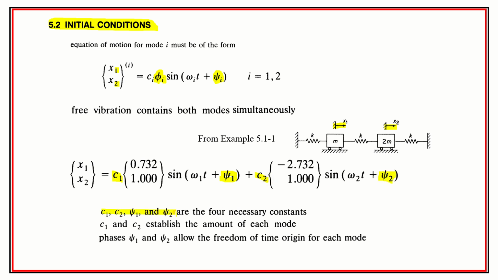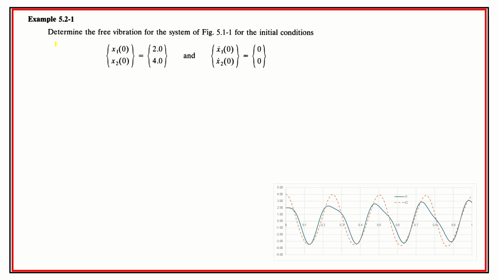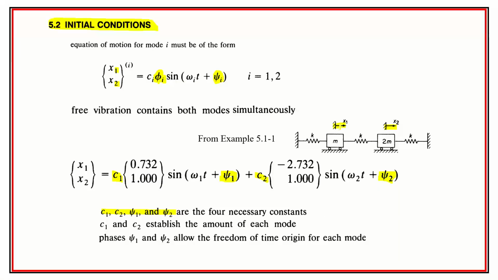Those are the unknowns. But if we have initial conditions, we're going to be able to generate 4 equations so we can find those 4 unknowns. All right, so here in example 5.2-1, we have these initial conditions. So we should move back to this guy right here.